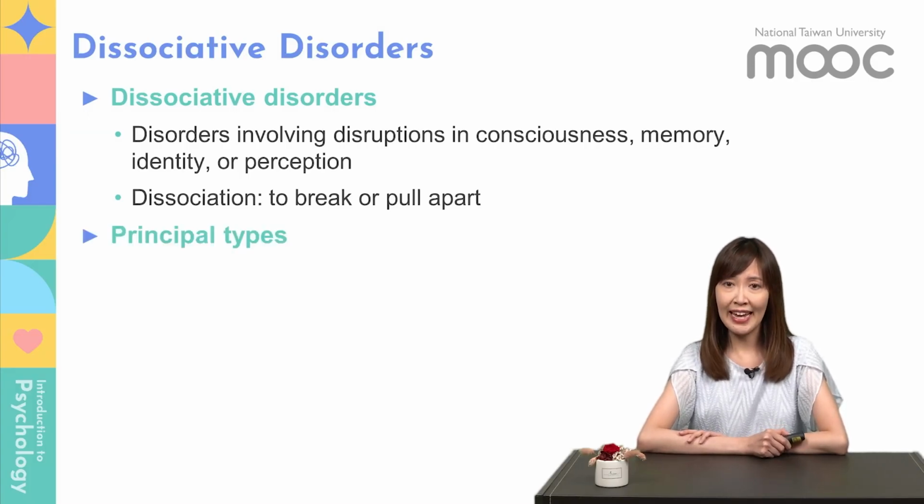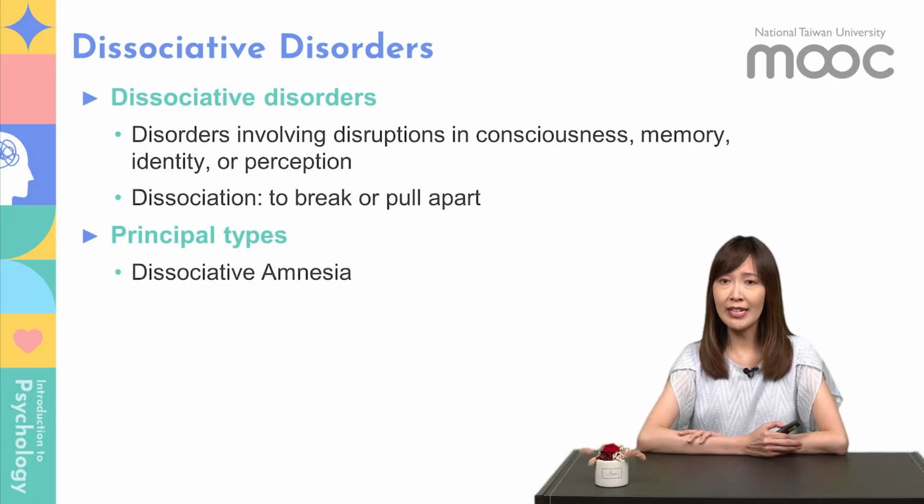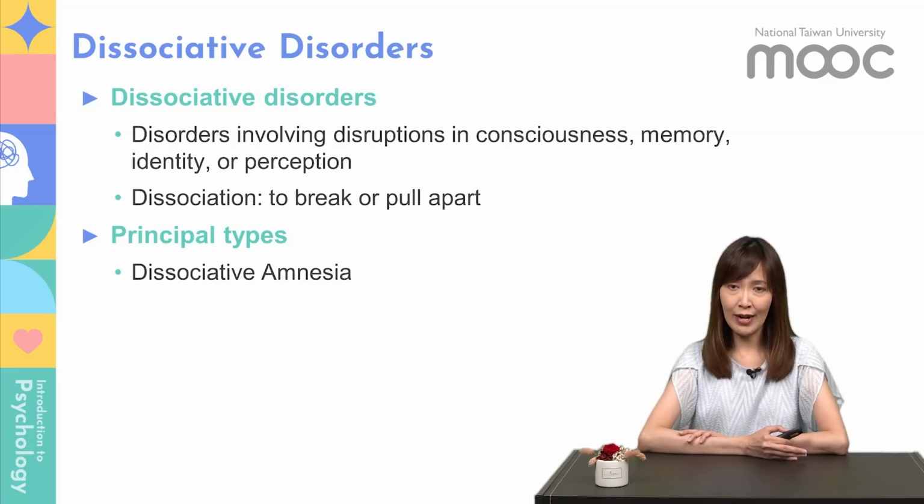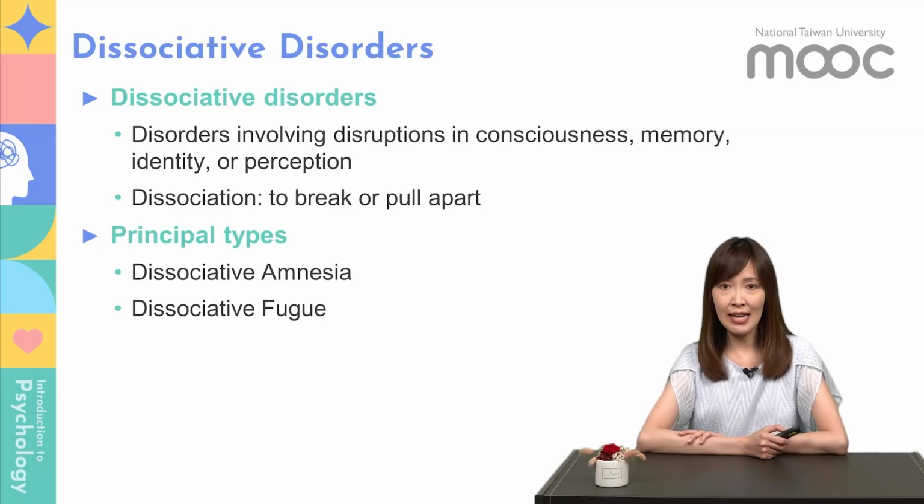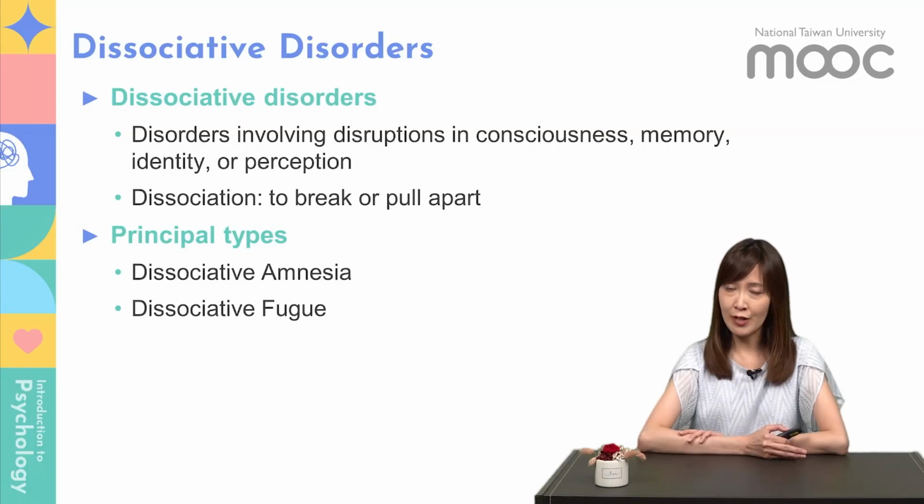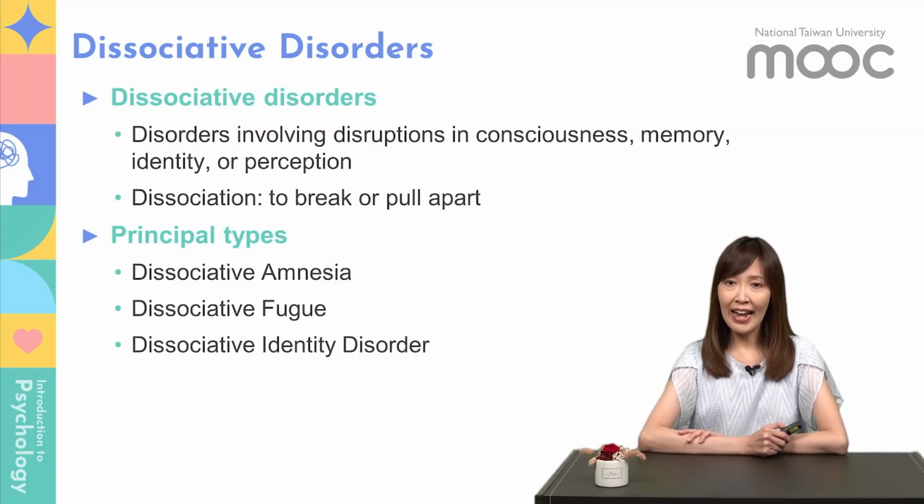And under this category, we will be looking at, first, dissociative amnesia, which means that we forget the personal information surrounding an event. And then we will look at dissociative fugue. That means people may travel away from home and they don't remember their past. And the last one is DID, dissociative identity disorder. That means there are two or more personality states in one single individual. So we will look at that one by one.